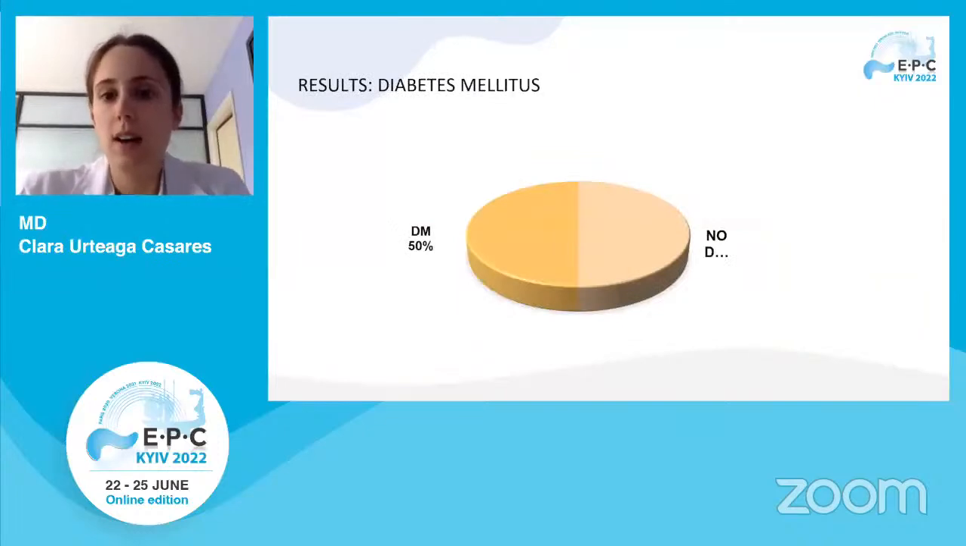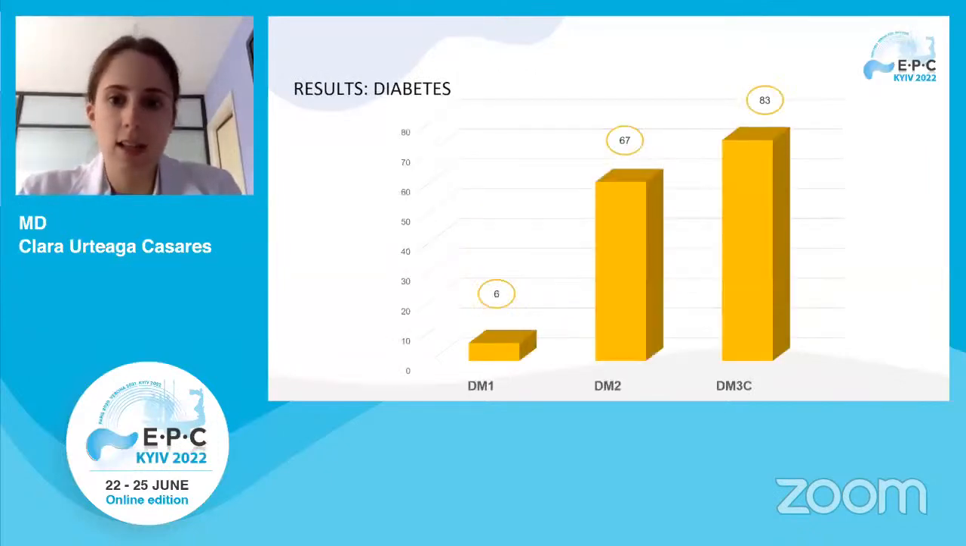If we now look at the results about diabetes, we see that this chart is much more equalized, as there's just 50% of people diagnosed with diabetes. When we looked at the type of diabetes that these patients suffered, we can see that there's a majority, 83 patients diagnosed with type 3 diabetes, followed by type 2 diabetes, and just 6 patients were diagnosed with type 1 diabetes.